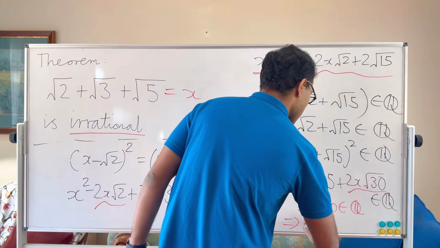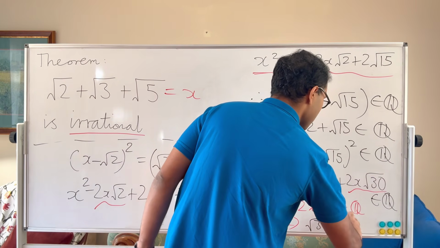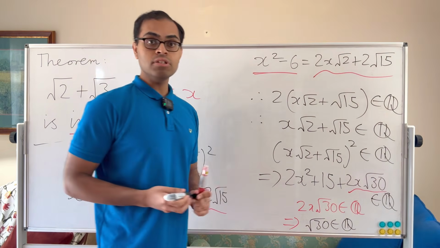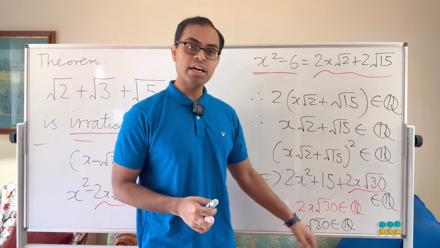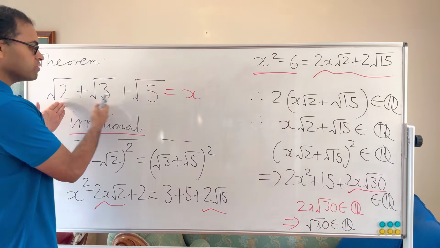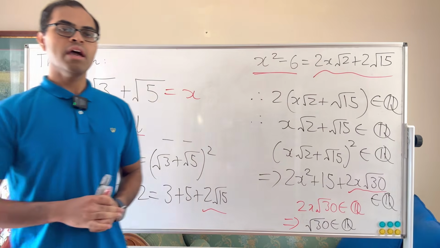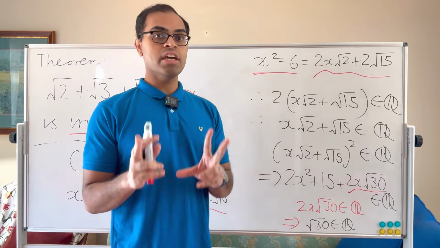Therefore, that means that square root 30 is also a rational number. And that's our conclusion from our initial hypothesis that x was rational. We're getting square root 30, which is actually the product of the square roots, is also rational. And now we're almost done. Now we have to get a contradiction from this. Let's do that.